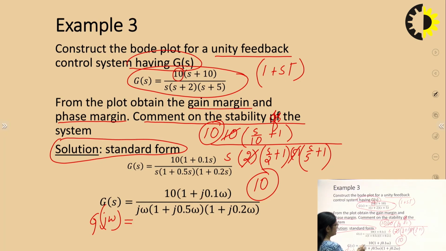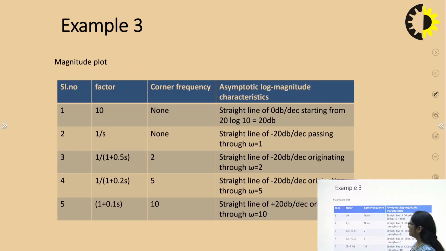In this case, this will be 20 log 10, this will be 20 log 0.1 omega plus, and here it will be minus 20 log for this case. It will be in the numerator, minus sign for this also and for this also. Now, instead of going that way, we can first identify the various factors.